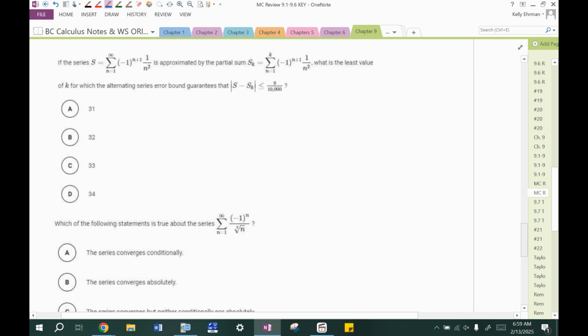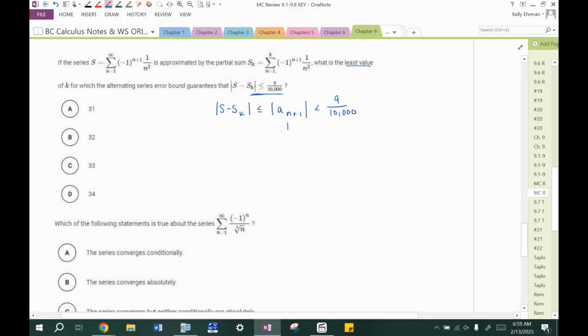All right, next one. Last couple here. If this series is approximated by this partial sum, from 1 to k, what is the least value for k that gives us an alternating bound of this? So again, this would be calculator. Remember, this error bound is less than or equal to the n plus 1 term. And we want to keep that under 9 over 10,000.